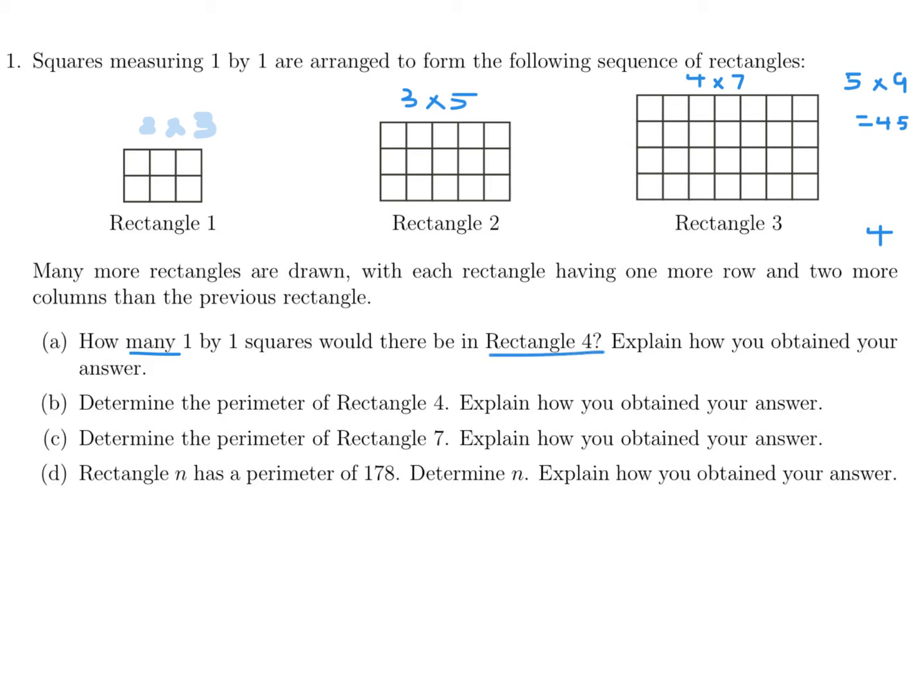Determine the perimeter of rectangle 4. Okay, well, it's a 5 by 9, so if it's in the shape of a rectangle, this side is 5, this side is 9, this side is 9, and this side is 5. So the perimeter, obviously, would be 5 plus 9 plus 5 plus 9, which is 28.